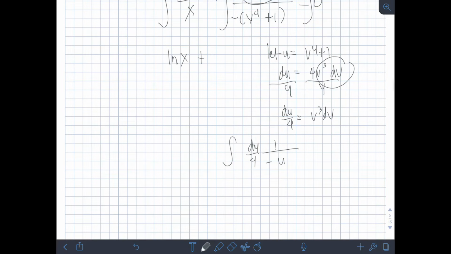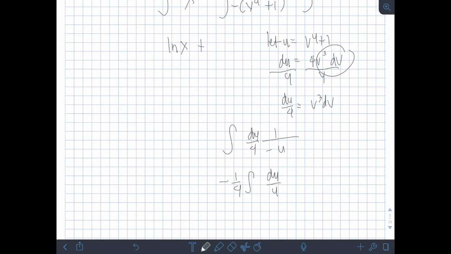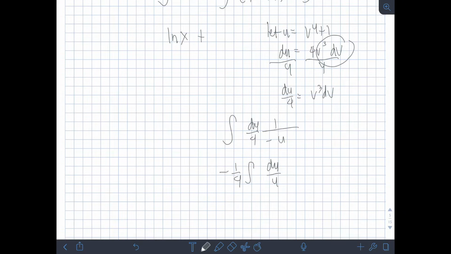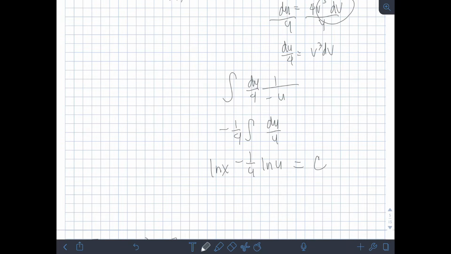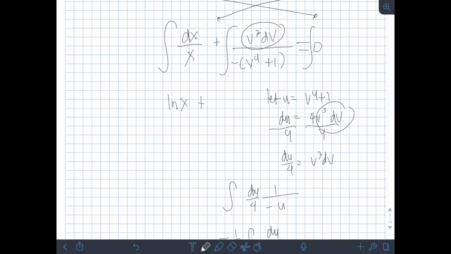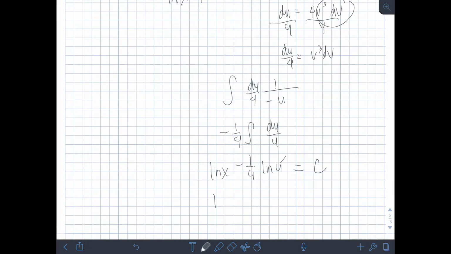Okay? Then we can integrate this. The 1/4 and the negative, I'll take out, becoming negative 1/4 integral of du over u. So the integral of du over u is still ln, right? So negative 1/4 ln u. Let's bring down this ln x. So we get ln x minus 1/4 ln u equals the integral of 0, or just a constant. So let's return this u in terms of our representation, v to the fourth plus 1. So we get ln x minus 1/4 ln (v to the fourth plus 1) equals c.